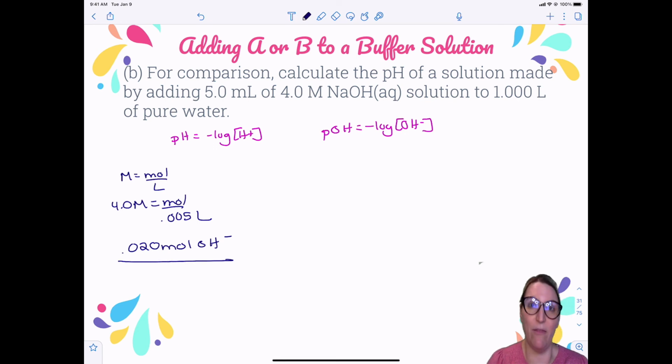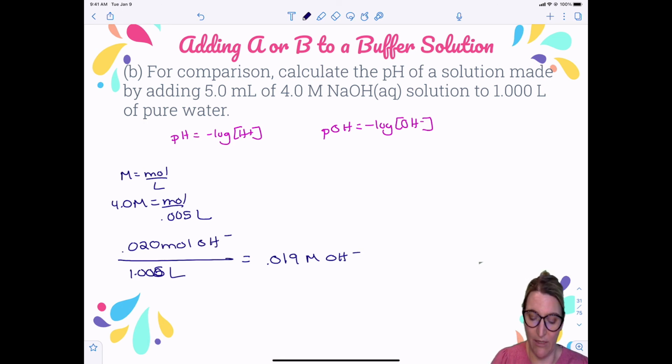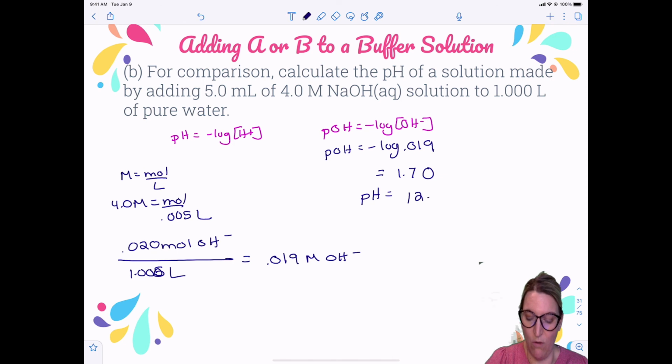Now divide that by the new volume, 1.005 liters, and that's 0.019. What is that? That's the molarity of the OH minus. It's a strong base. It will completely dissociate. So pOH is the negative log of that 0.019. That comes out to be 1.70, which means my pH is 14 minus that, 12.29. So if I had added that same base to pure water, the pH would go up to 12.29.